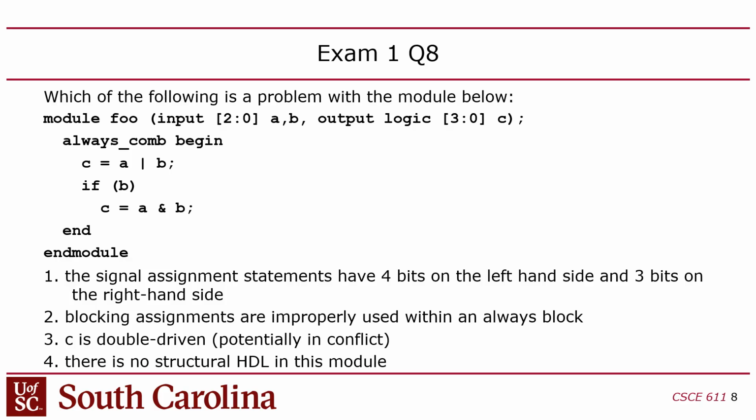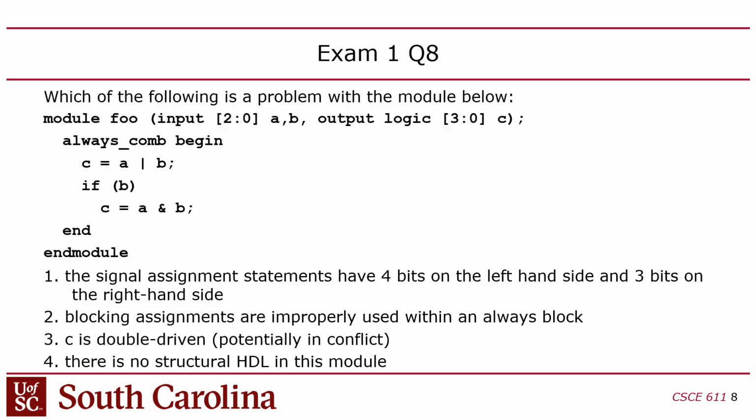Two, blocking assignments are improperly used within an always block. No, actually that's correct, because the convention is to use blocking inside of combinational logic. So that's fine. Blocking, of course, is just a single equal sign. C is double driven? No, it would be double driven if you had assign statements for C, if you were assigning C in a continuous assign statement, right? But because both of these assignments to C are in the same always block, it's not double driving.